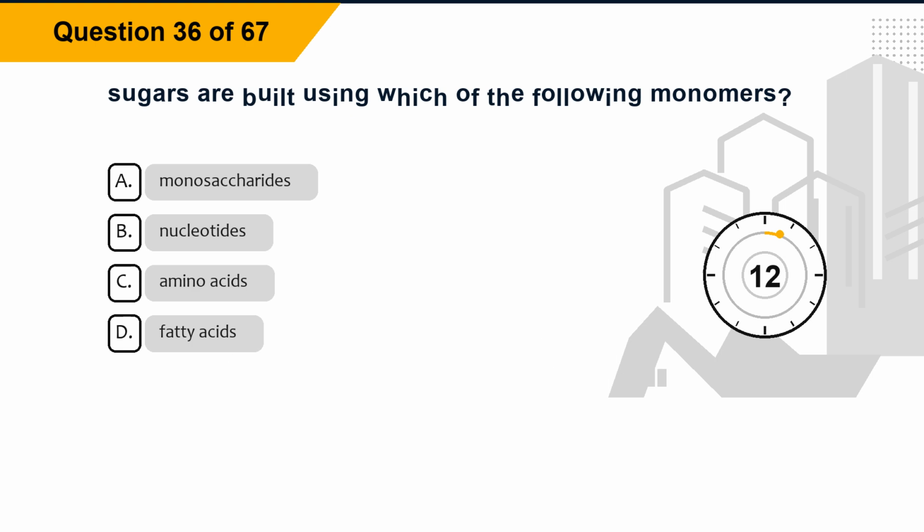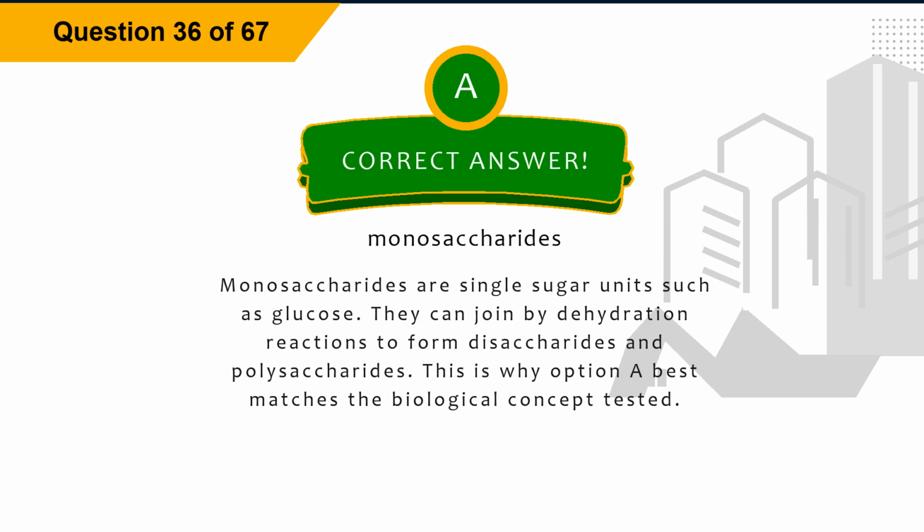Question 36. Sugars are built using which of the following monomers? Option A, monosaccharides. Option B, nucleotides. Option C, amino acids. Option D, fatty acids. The correct answer is option A, monosaccharides. Explanation. Monosaccharides are single sugar units such as glucose. They can join by dehydration reactions to form disaccharides and polysaccharides. This is why option A best matches the biological concept tested.